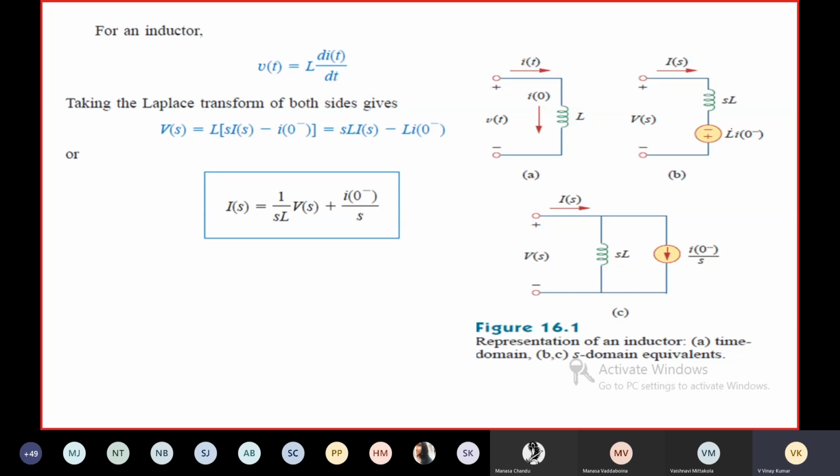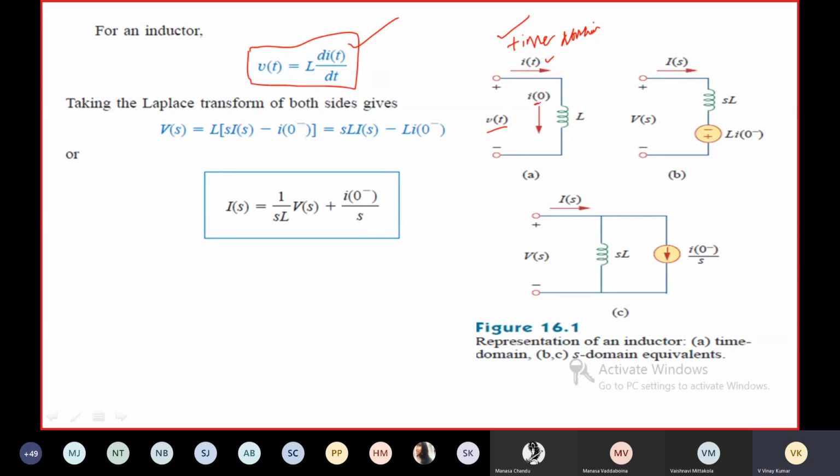Coming to the inductor. Okay. You know, right? V of t is equal to L di by dt. This is the time domain representation of an inductor. V of t in time domain, I of t in time domain.